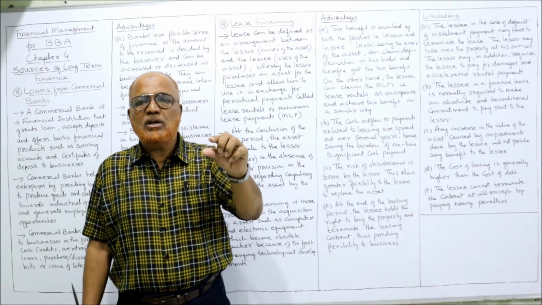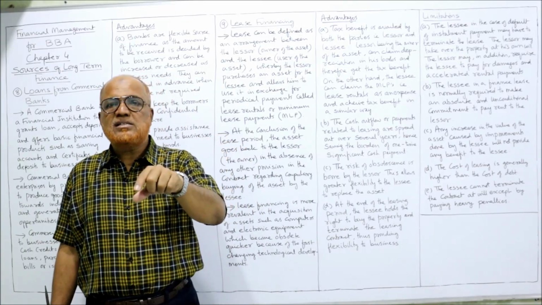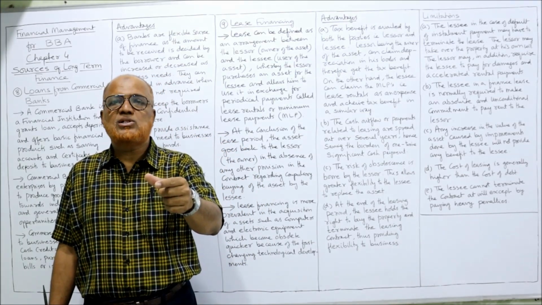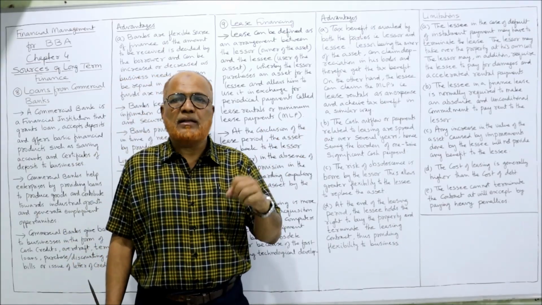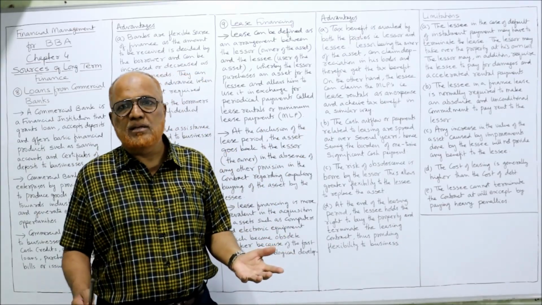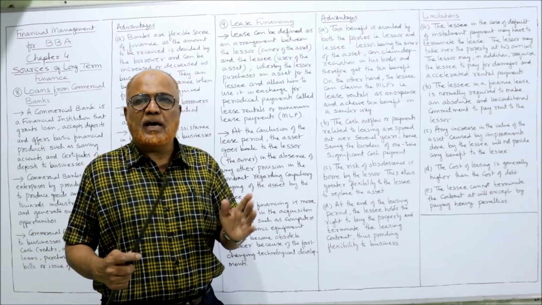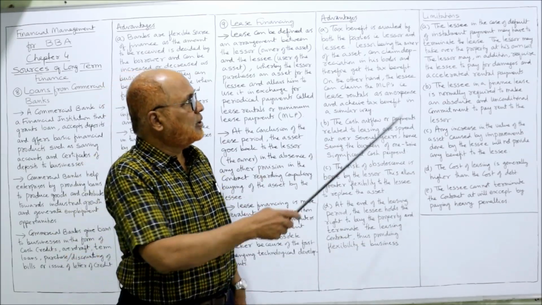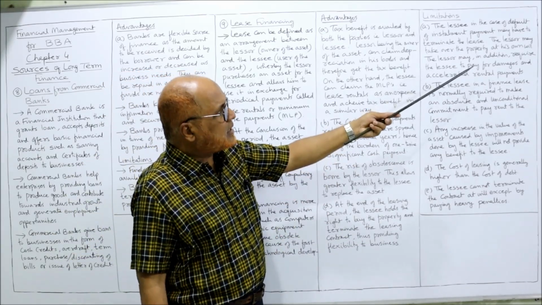There is a provision in the agreement that if the lessee fails to make the lease payment, the lessor will take back the asset. Always there is a risk. At any time the asset may go. So the lessor may take over the property at his own will.